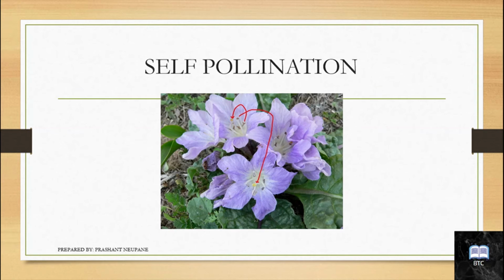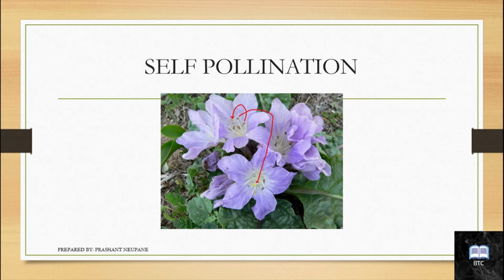For example, if you look in this diagram, suppose this flower contains only the male part and this flower contains only the female part. So in this case, if the pollen grains from here are transported up to the next flower, then that is also considered as self-pollination. So the only condition that is required in case of self-pollination is that there must be the involvement of only one individual plant.